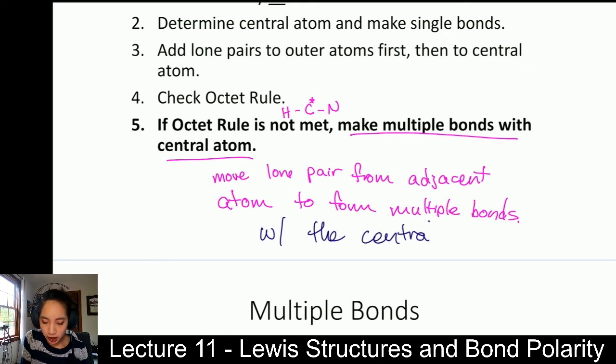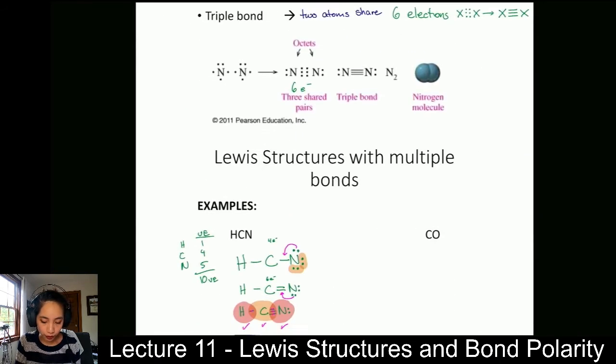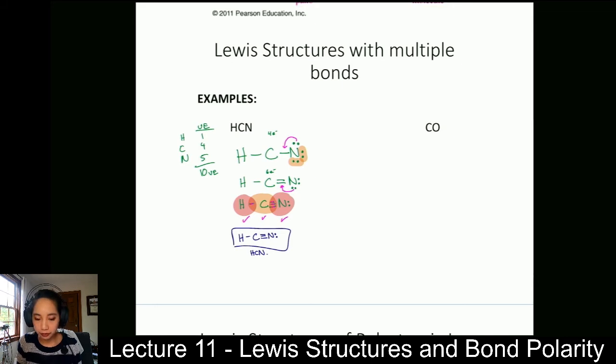So you're really just going to have to practice these. Remember, when we're moving lone pairs, we're not changing the number of electrons. We're just moving where those electrons reside. They can be a lone pair on one atom, or we can move those two electrons to form a bond between two atoms instead. And that's how we fulfill the octet for the central atom when there's not enough.